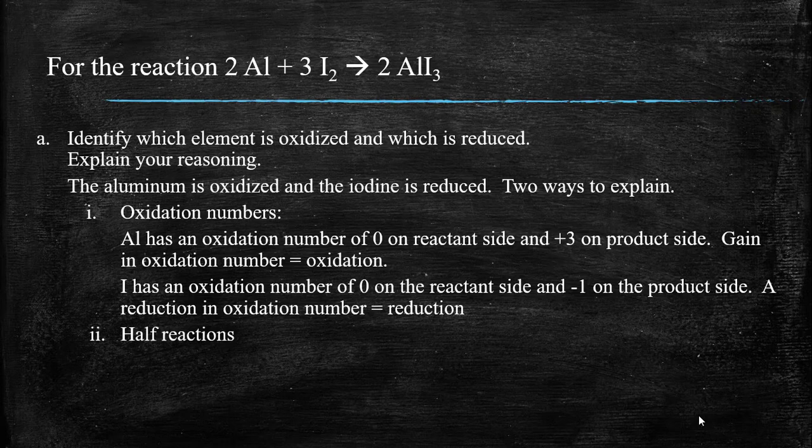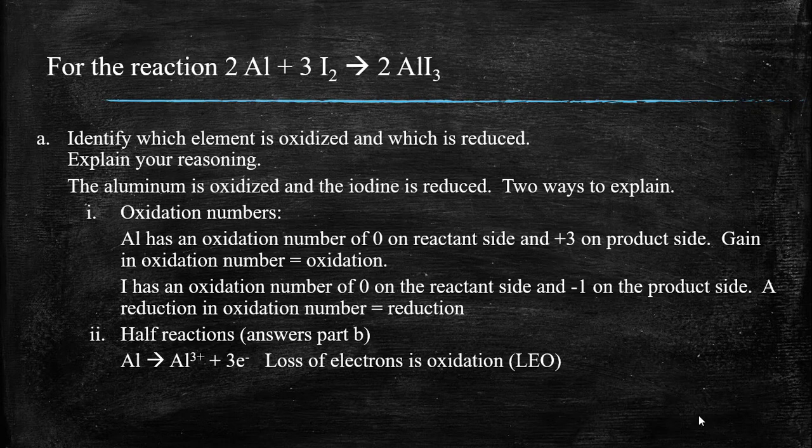The other way is via half reactions, and this also answers part B. The first half reaction we look at is the aluminum becomes aluminum 3+, and it releases 3 electrons to achieve that positive charge, and loss of electrons is oxidation. The iodine has to gain 2 electrons to become the iodide ion. Gain of electrons is reduction.